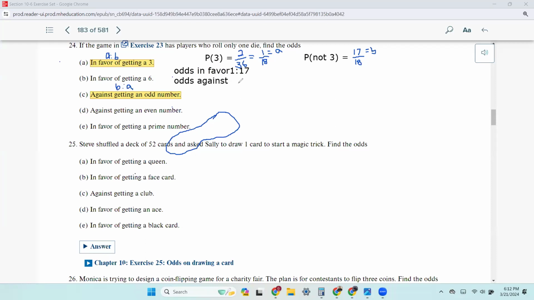So what would be the odds against in this case of getting a 3? Well, it's 17 to 1. Does that give you a better idea how it works? Like I said, the numerators give you your A and B, and then you just put them in the order of A to B if it's odds in favor, and then B to A if it's odds against.